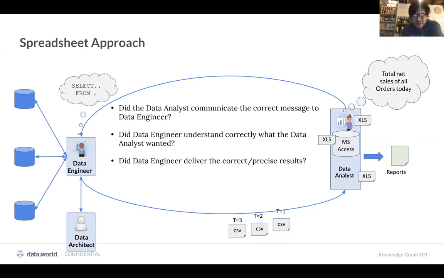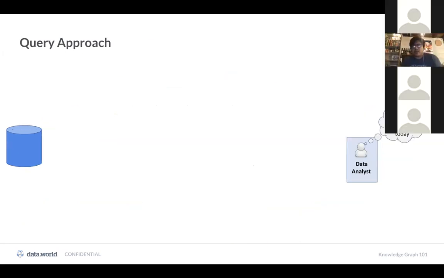The question here: did the data analyst actually communicate the right message to that data engineer? And did the data engineer actually get the correct data out there? Do we really know this? I don't know. So then let's go to the next approach, which I call the query approach.